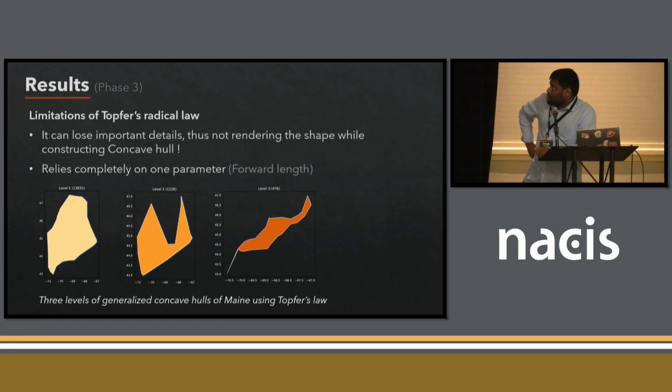This also leaves a few limitations on Topfer's radical law because it can lose important details while we are trying to construct the concave hull. In our case, we implemented Topfer's law by using forward length. This is a visualization of the state Maine, where just at level 2 itself, it lost some critical details, and because of which we can't really say this is the best way we can evaluate an algorithm. So we can't say that a machine learning model did not learn just because it doesn't look like level 2, because that's not Maine.